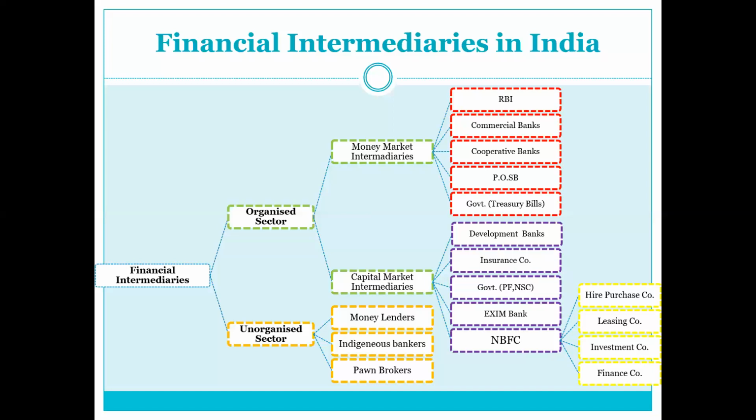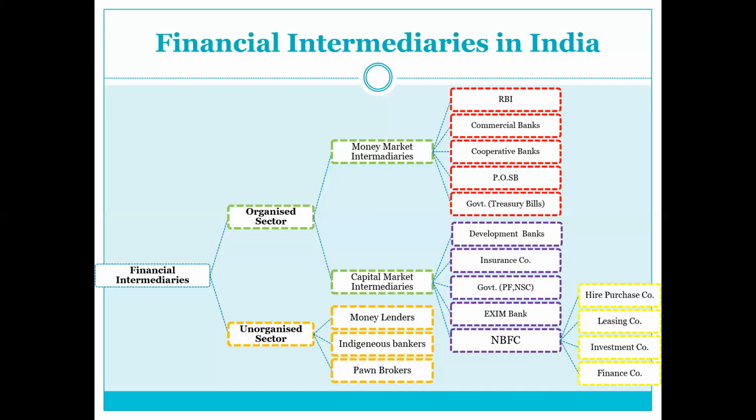Now there is the organized sector. The organized sector is the one which is under the regulation of the RBI or the Securities Exchange Board of India. The organized sector is classified into money market intermediaries and capital market intermediaries. We are familiar with the term money market because I explained it when we were discussing financial markets. The money market is a market for short-term securities, that is, securities with a maturity period of less than 1 year. So money market intermediaries are those who facilitate financial transactions in the money market. Those intermediaries who deal in securities with a maturity period of less than 1 year are known as money market intermediaries.